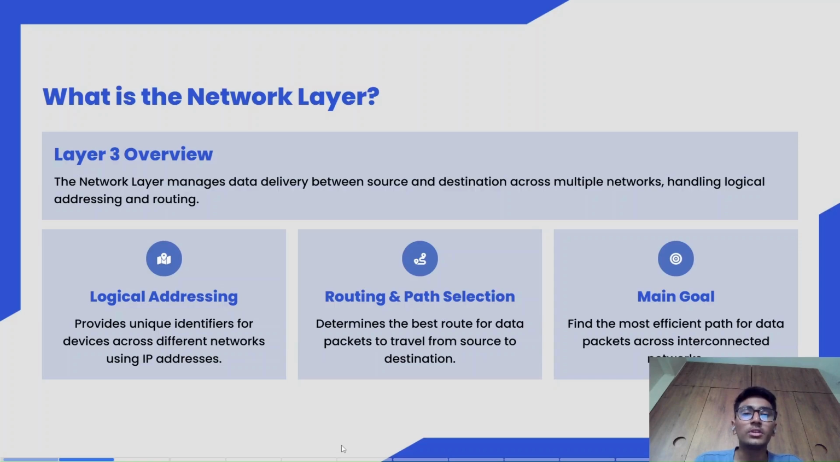It achieves this through two essential functions. First, logical addressing. These provide unique identifiers for devices across different networks using IP addresses. This acts as a device's home address, allowing it to be located anywhere on the internet. Second is routing and path selection. This process determines the best route, or the most efficient path, for data packets to travel from the source to the destination. The main goal is to find the most efficient path across all the interconnected networks.